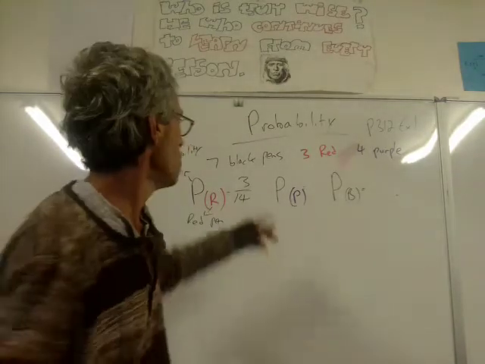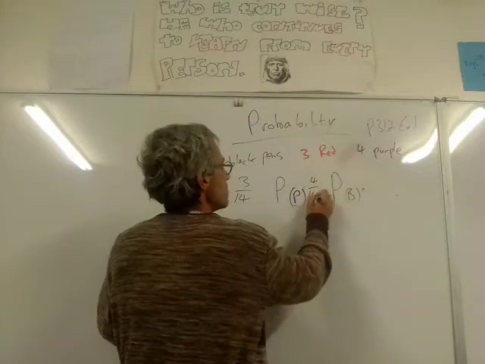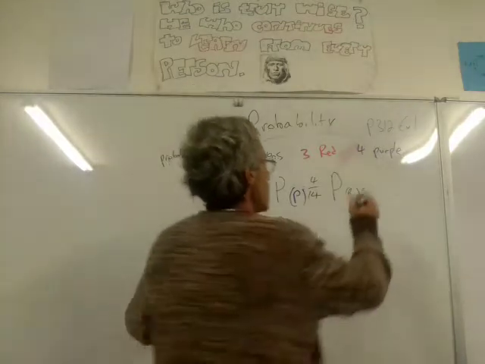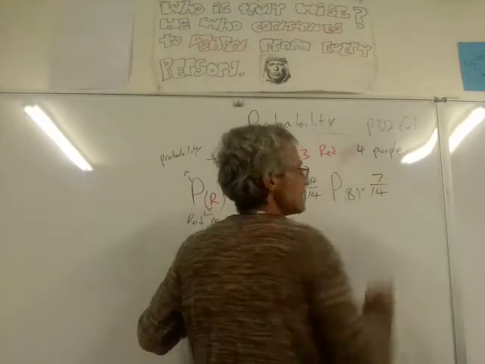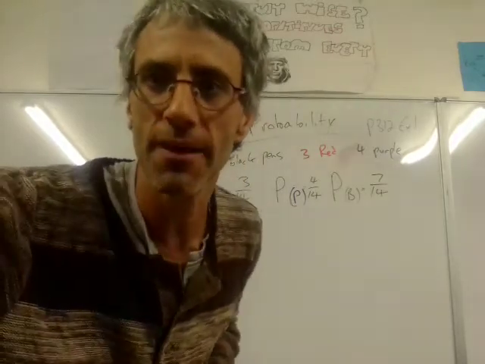Easy, isn't it? Probability of picking a purple pen, not a problem. That's 4 over 14, because there are 4 purple pens. Picking up a black pen, 7 out of 14. Easy peasy. Let's move on to something a bit trickier.